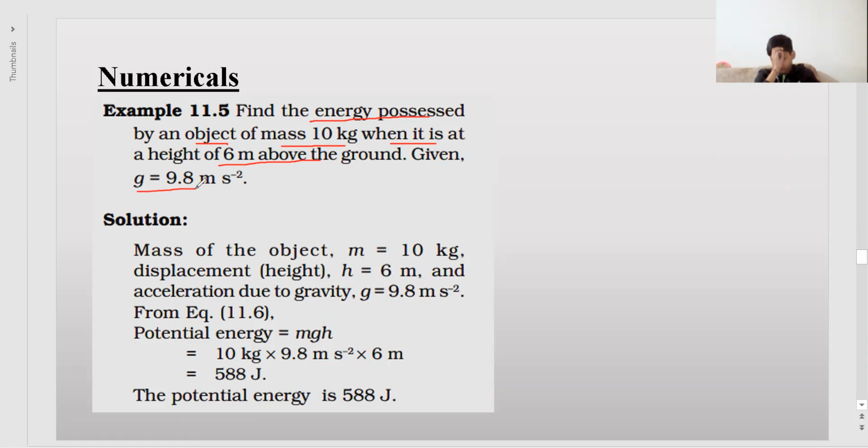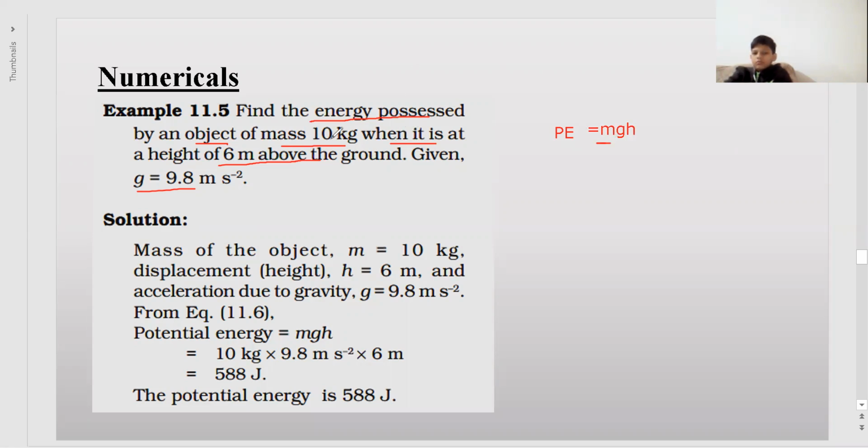Here it is not mentioned whether you have to find the kinetic energy or the potential energy. But we should know that if a body is at some height, of course it will have potential energy. So we will be finding potential energy. First, let us see the formula. What is the formula for finding potential energy? P.E. equals mgh. So let us see, do we have all these values?